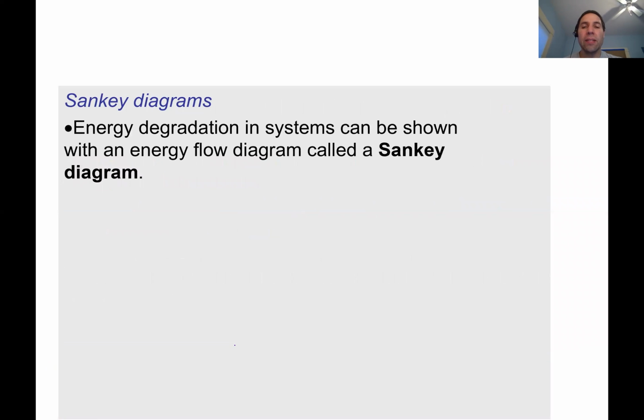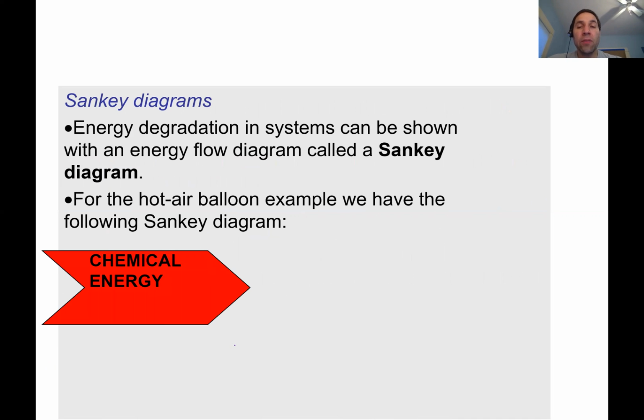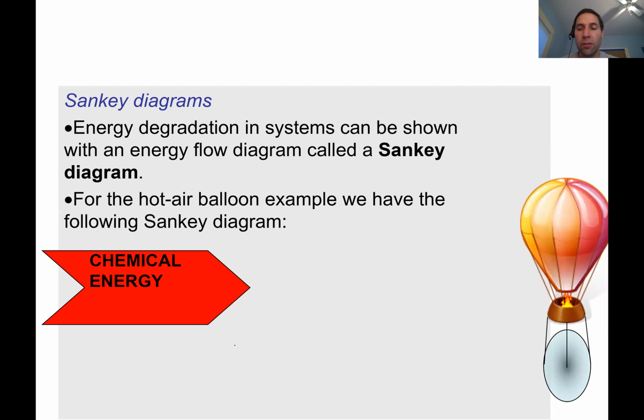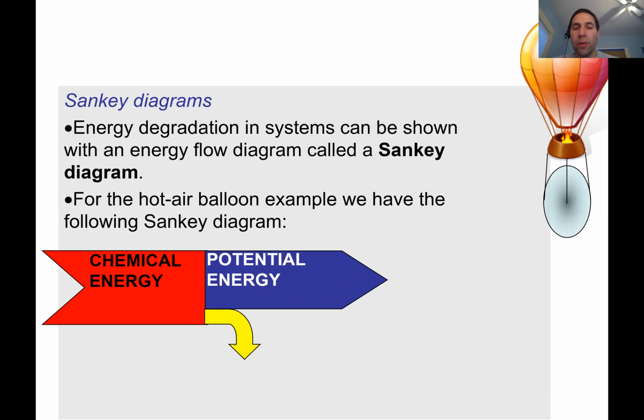Okay, so now here we get to Sankey diagrams. And really, a Sankey diagram is quite simple. All it is, is diagramming out these energy conversions and graphically showing how much energy is being lost through energy degradation at each of the conversion steps. So for example, with the hot air balloon, notice we have the chemical energy, which causes a change in potential energy, right? The balloon and the water that's held by the balloon. But not all of that chemical energy, that wood burning, is converted into potential energy. So this yellow arrow here shows the amount that's degraded, that's no longer useful.